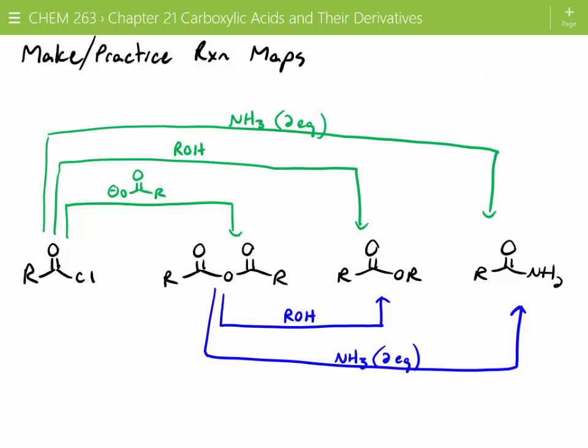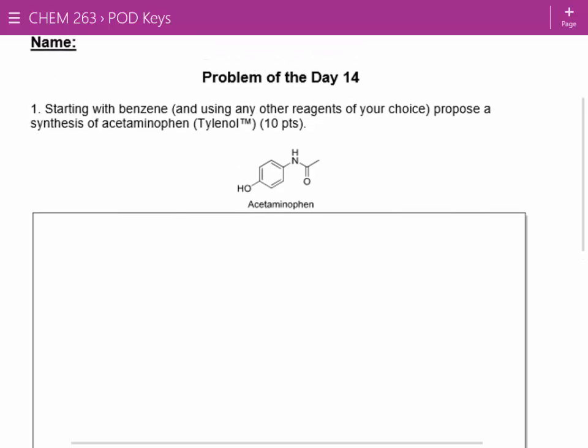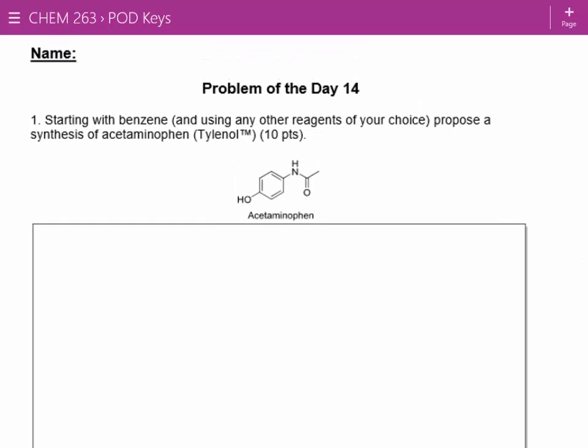All right, so for the new problem of the day, I took it a little bit easy on you guys. A little bit easier than yesterday. This one's a synthesis warm-up problem for tomorrow. Tomorrow we're going to be doing synthesis problems that incorporate chapter 21. This one is asking you to start with benzene and use other reagents. In particular, you're going to have to use some reagents from chapter 19 and then some reactions from this chapter as well. I gave you guys a hint the other day, and so I'll reiterate this hint.